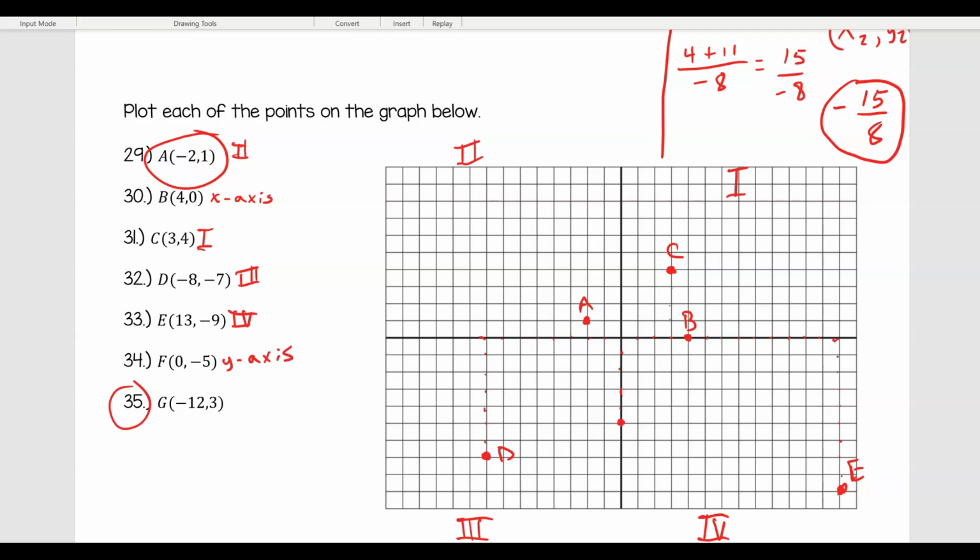Okay, so go ahead and tell me what quadrant G lives in with a point of negative 12, 3. So hopefully, negative 12, 3, you said you went 1, 2, 3, 4, 5, 6, 7, 8, 9, 10, 11, 12, and then up 3. That is point G, and you should have told me that he lives in quadrant 2.